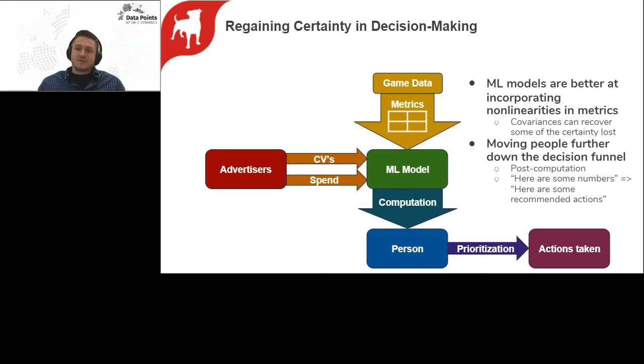Machine learning models, on the other hand, are extremely hungry for any form of predictability that they can derive, and so they will gladly look at all of these covariances and take them as additional information, and that way we can regain some of the certainty that we've lost.